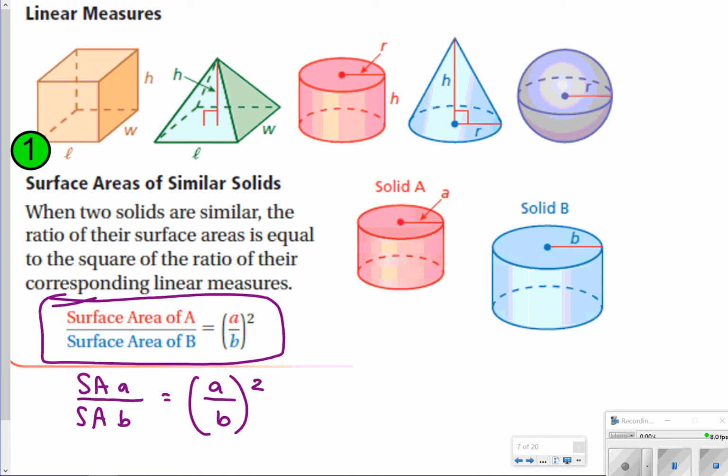That's what we're going to be looking at over the next few examples, and eventually we'll get to how volume compares when you have similar solids. Let's take the time now to pause the video so you can write down how surface area relates to sides, and then click play when you're ready to see how one's done.